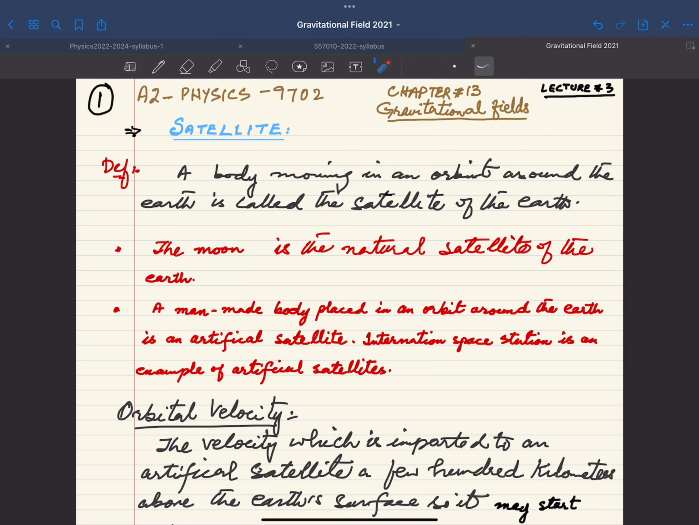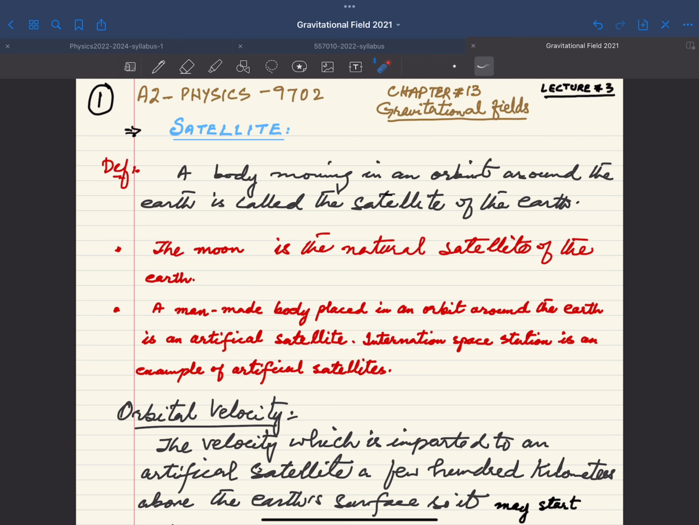So the first thing that comes to mind is the moon, which is orbiting around the earth. Simply you can say that the moon is a natural satellite of the earth. Similarly, the earth is orbiting around the sun, so we can say that the earth is a natural satellite of the sun.